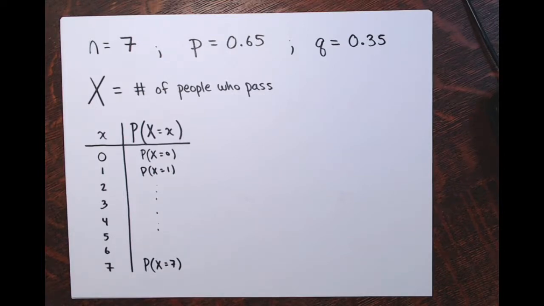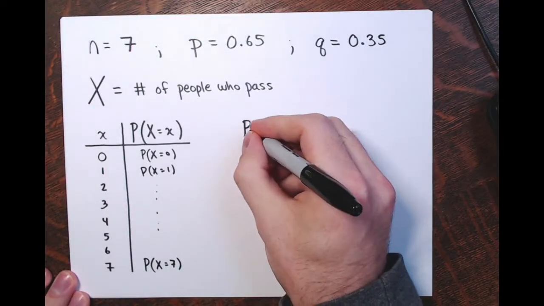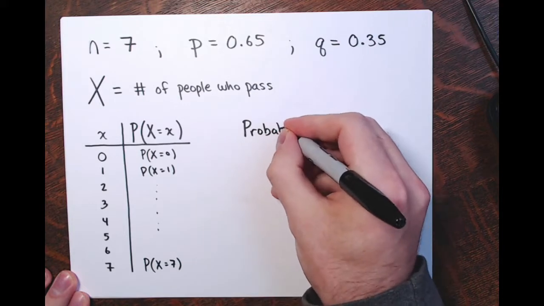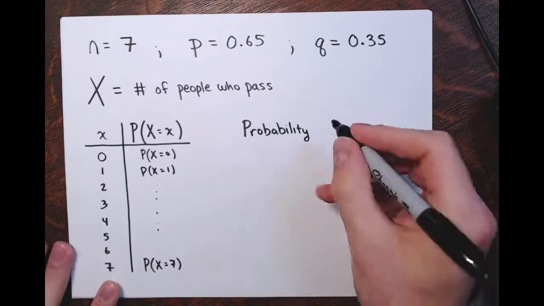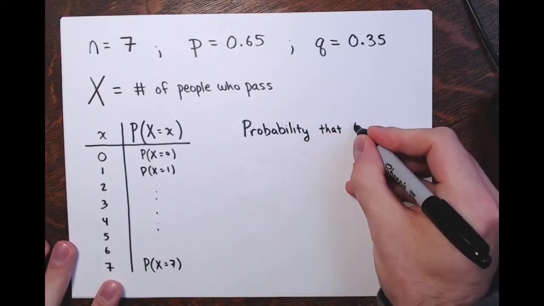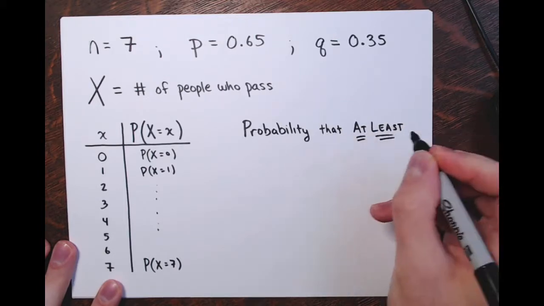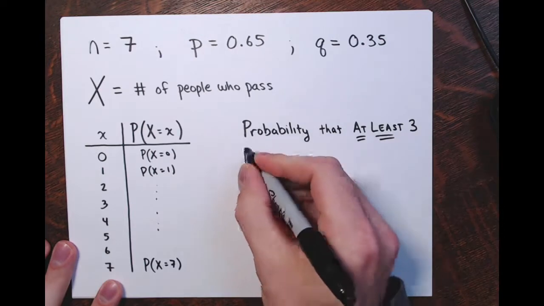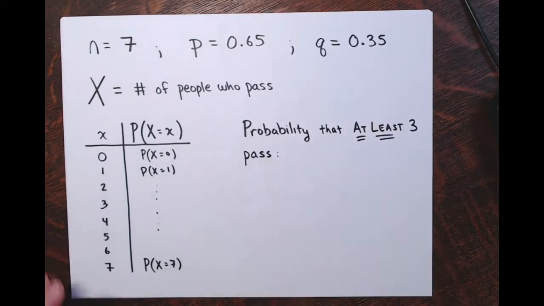Now, they're asking, what's the probability? Right? They're asking, what's the probability that at least 3 of the 7 pass? Right? The probability that at least 3, again, of a group of 7, is always assumed here, pass. Now remember, at least 3 means 3 or more. 3 or more.